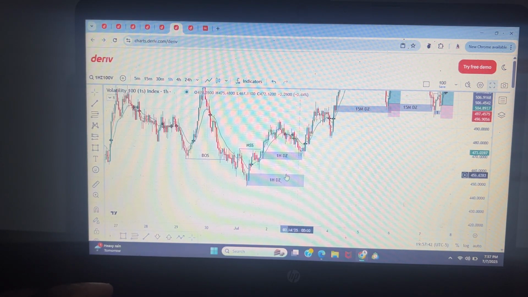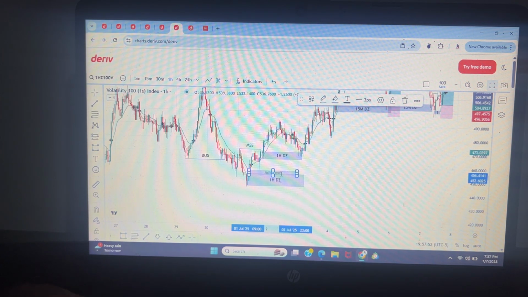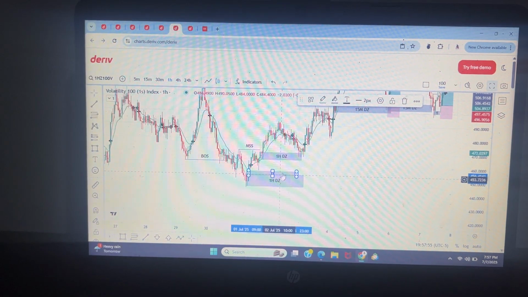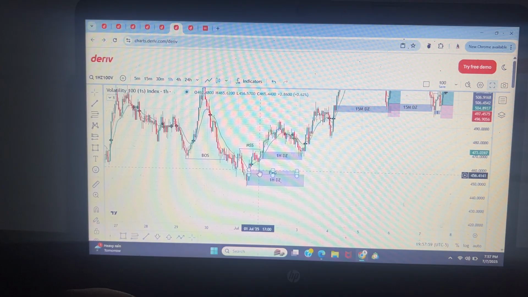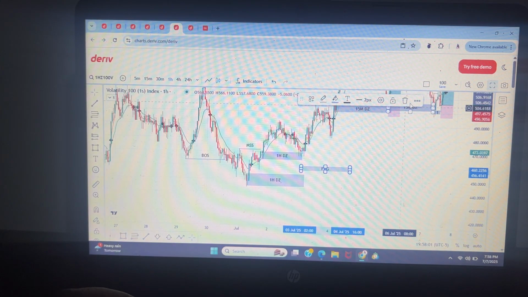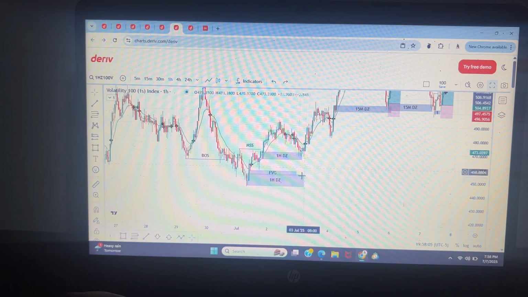Price came and tested this one, but price didn't come and test this one, even though we got an open FVG right there. Good FVG, good fair value gap. So we have liquidity right there too. We have everything in line right there, sir, but price didn't come to retest.